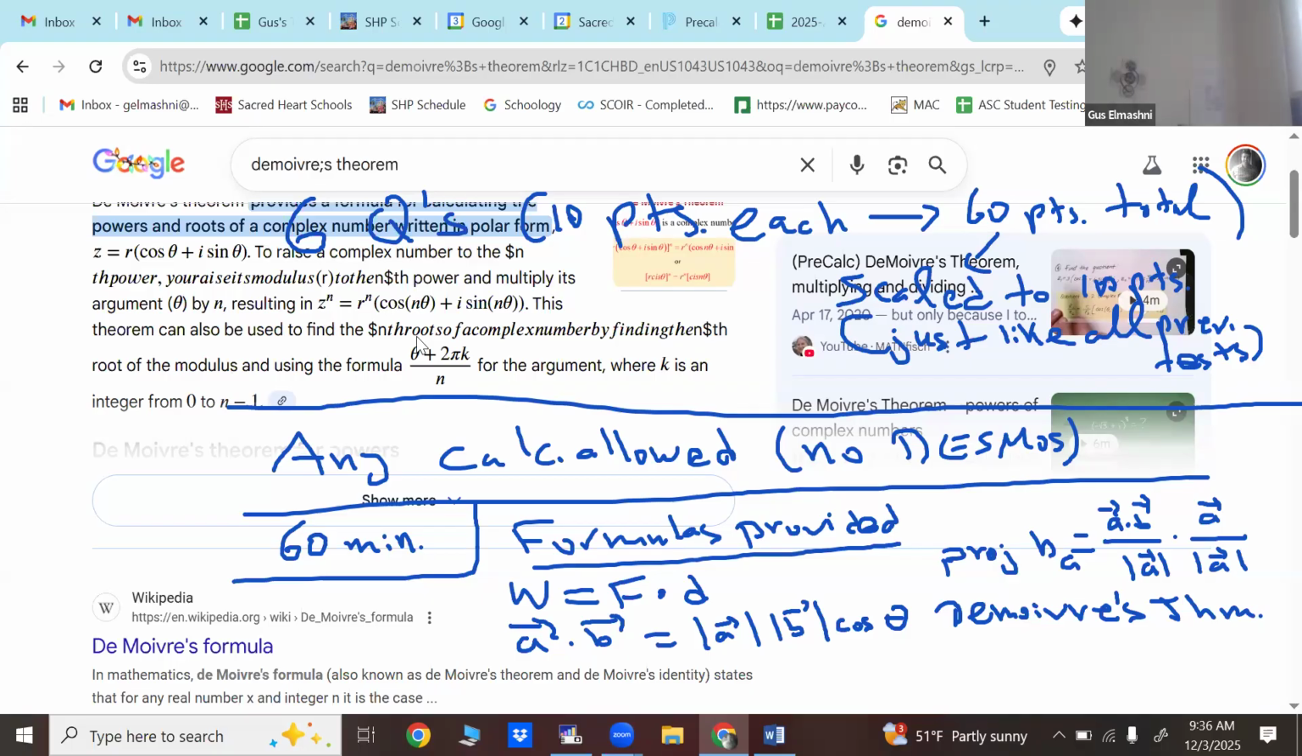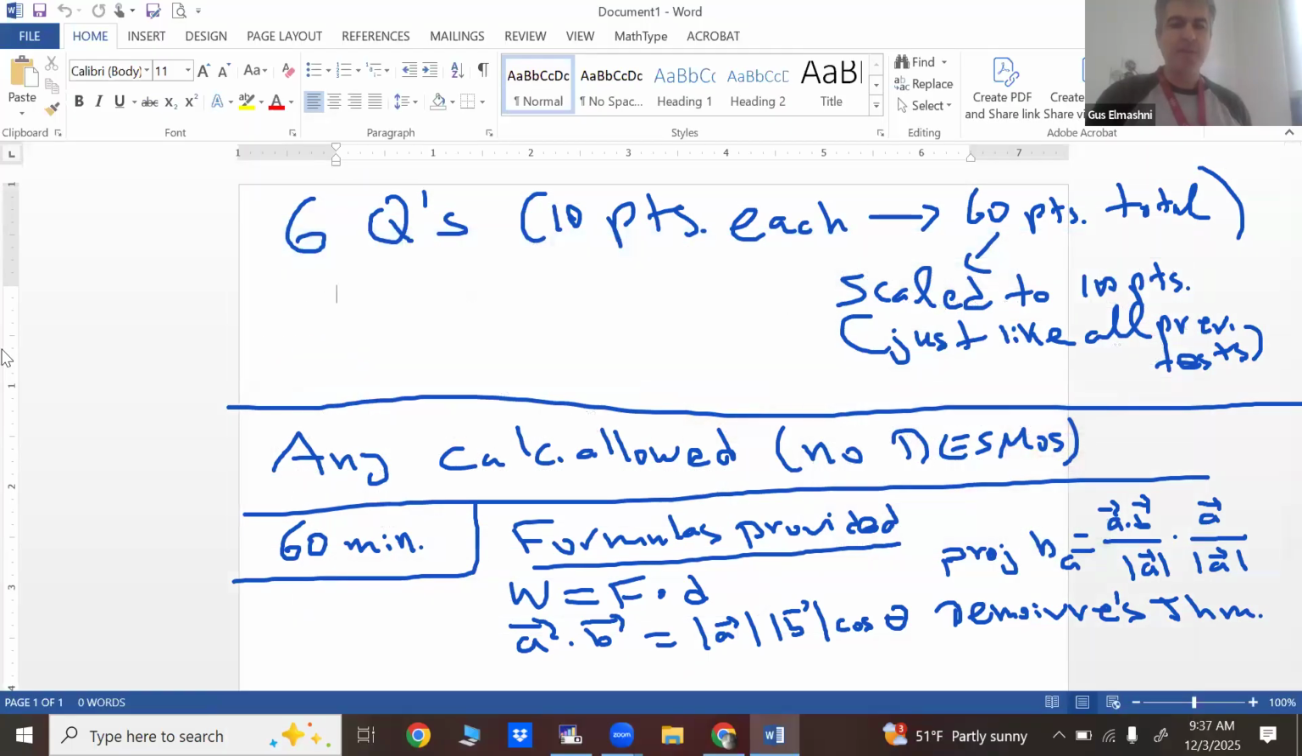Anyway, that's De Moivre's theorem. So anyway, I'll give that to you, and then the roots also. The roots is not exactly De Moivre's theorem technically, but it's kind of close. Okay, so those formulas will be provided.